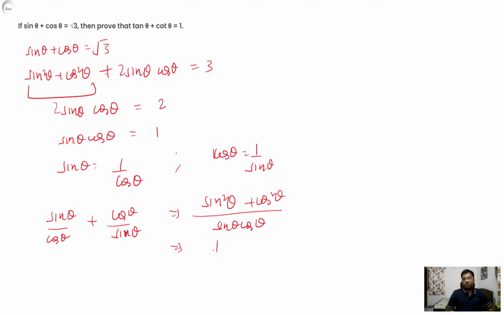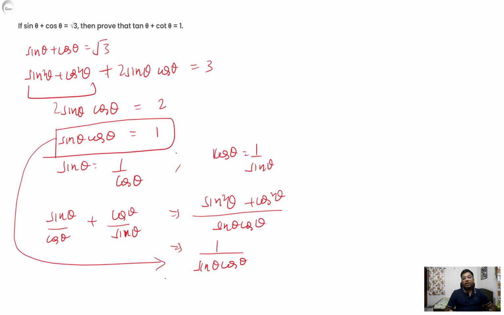We already know that, right? Denominator is the problem. But is it a problem? Didn't we already find sine theta cos theta is equal to 1? So what we do, we take this value and come back here and replace it with 1. We get 1 by 1, which is equal to 1. And therefore, we can say that tan theta plus cot theta is equal to 1.